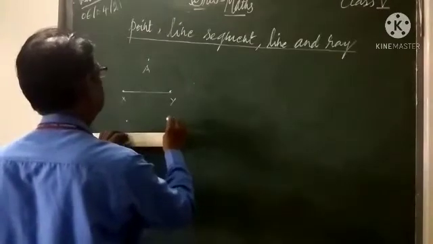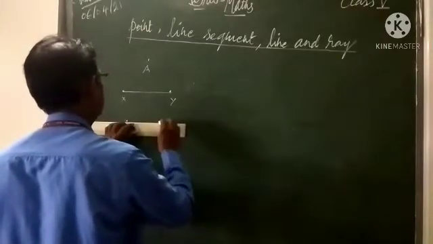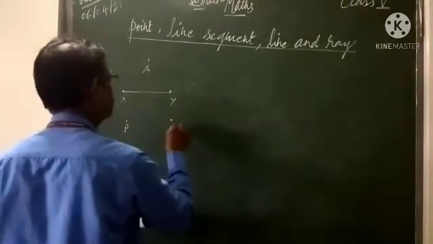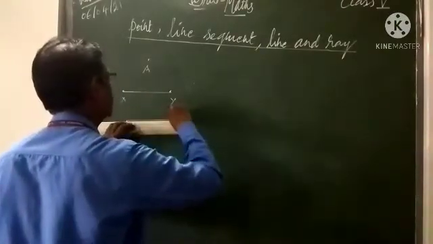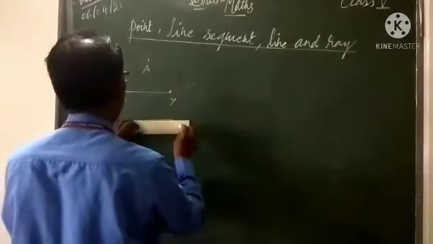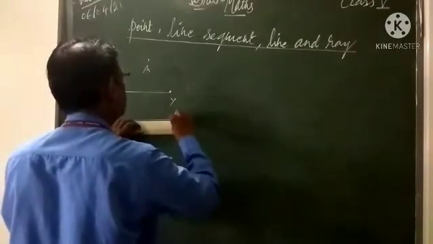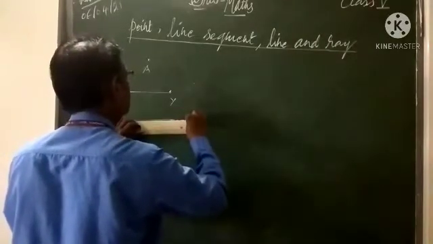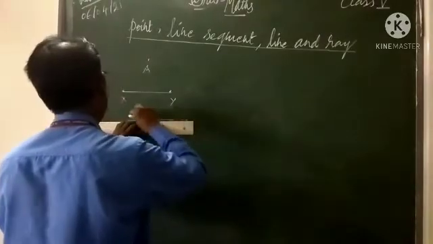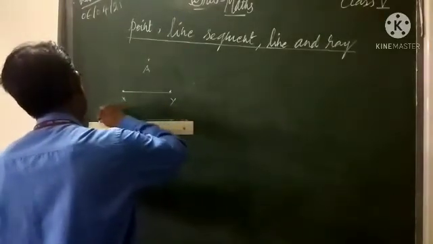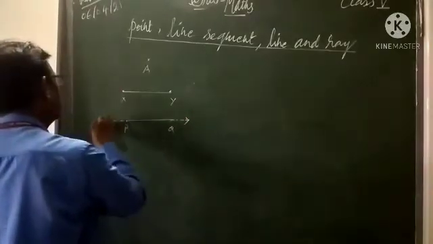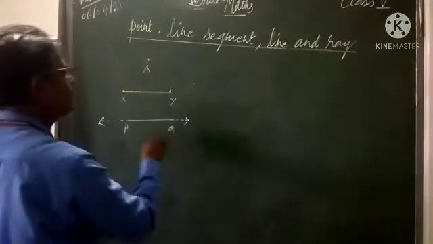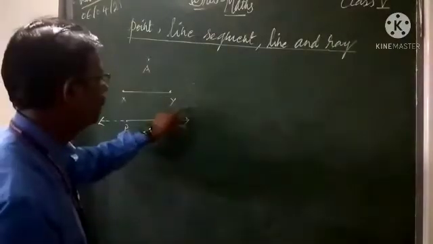For example here given P and here Q, point P and Q. Suppose we are joining this P and Q. Now we got here a line segment. But if we are extending this in both directions, now I am extending this line segment from both directions. Now on both sides an arrow is also there.